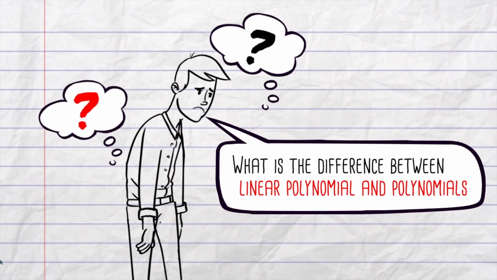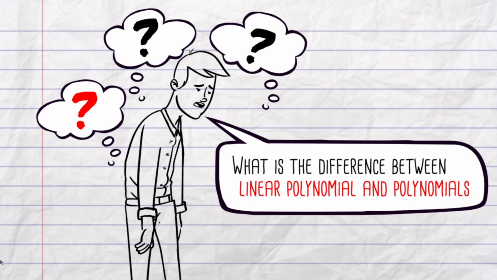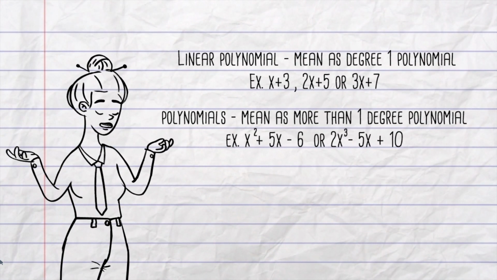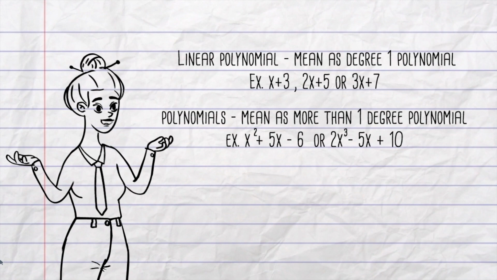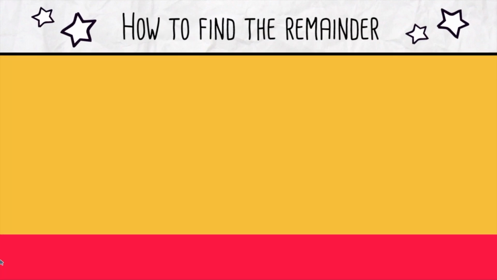division. Some of you might be wondering, what is the difference between polynomials and a linear polynomial? The linear means a degree 1 polynomial, while the polynomials mean more than 1 degree. So now that you know the meaning of the remainder theorem, let's learn how to find the remainder.